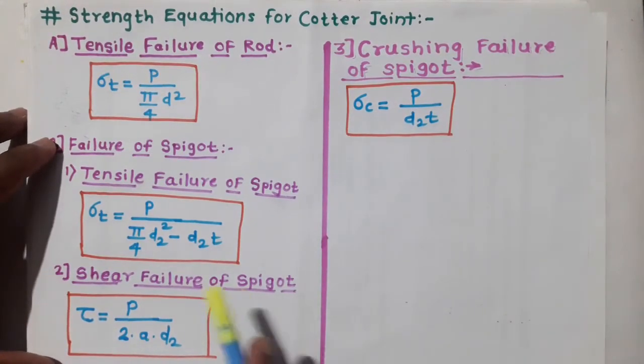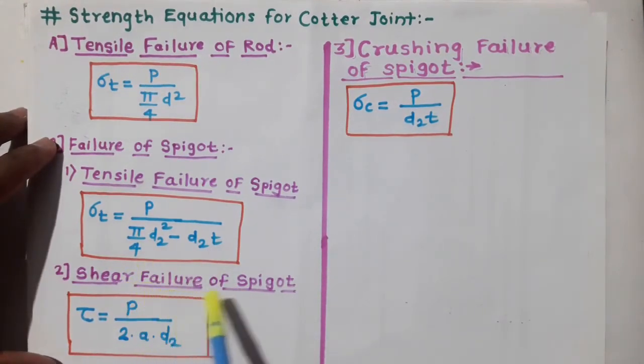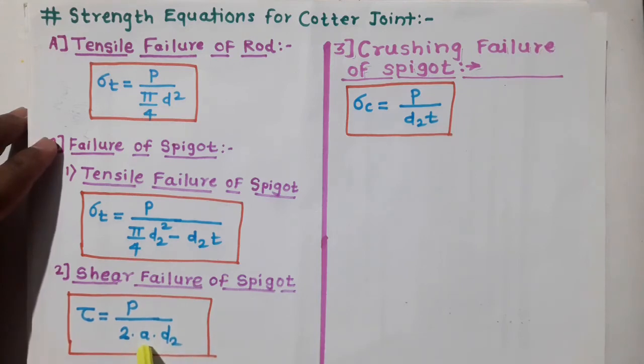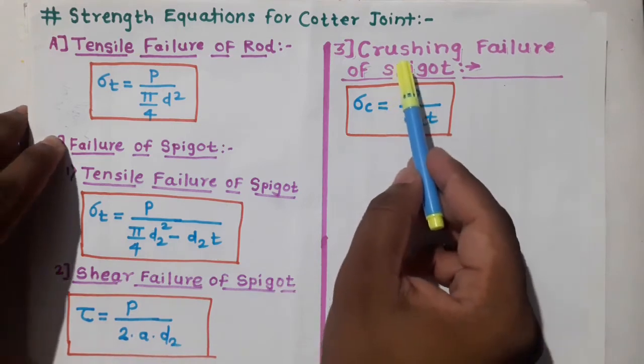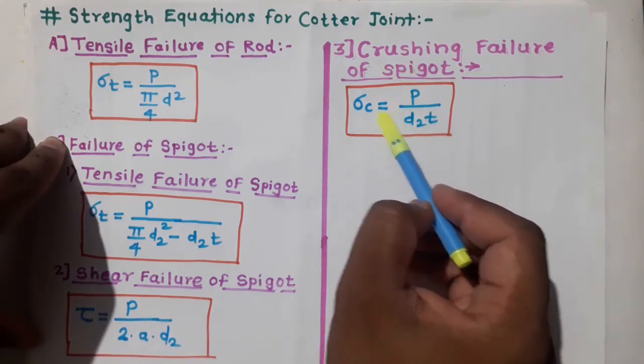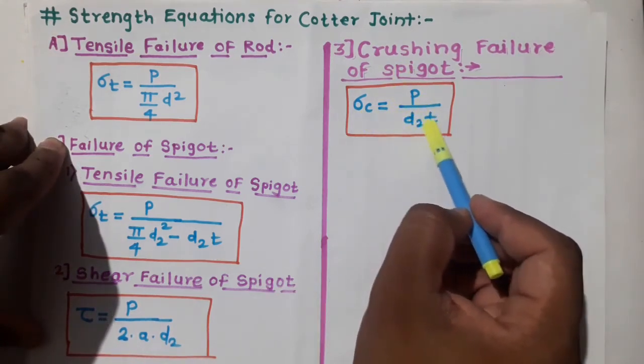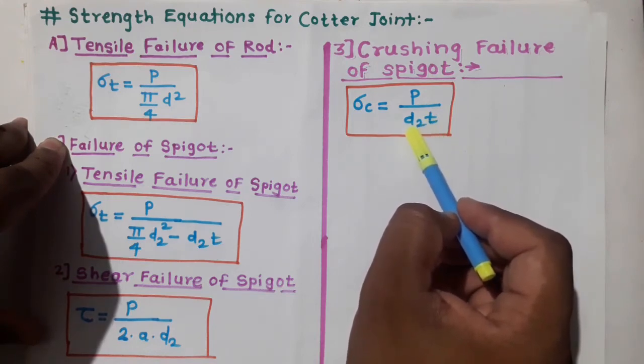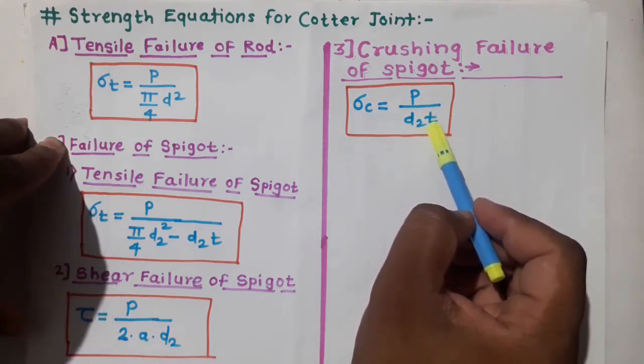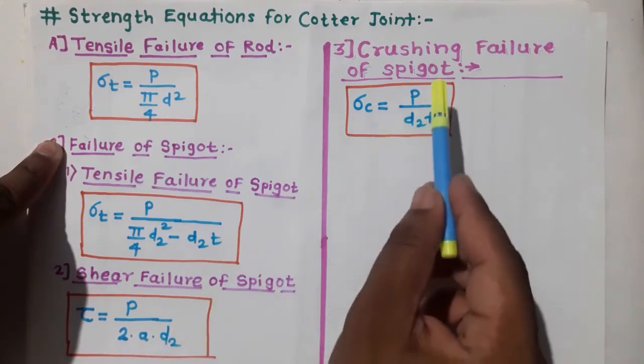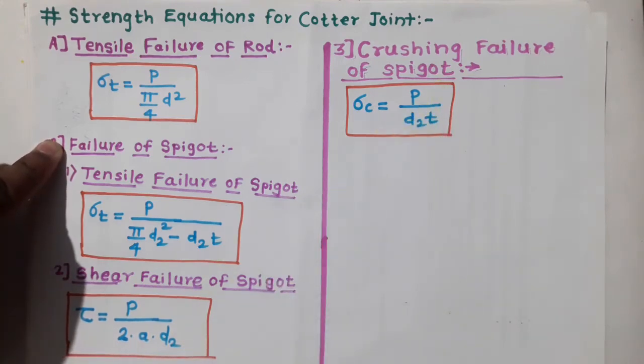We have written the equation for shear stress for spigot, and that equation is tau is equal to p upon twice a into d2, where a is nothing but the distance between end of slot and end of spigot, and d2 is the diameter of spigot. Similarly, we have crushing stress equation for spigot. Sigma c is equal to p upon d2 into t, where d2 is the diameter of spigot and t is the thickness of quarter. So we have to use these two equations in this step number 6.